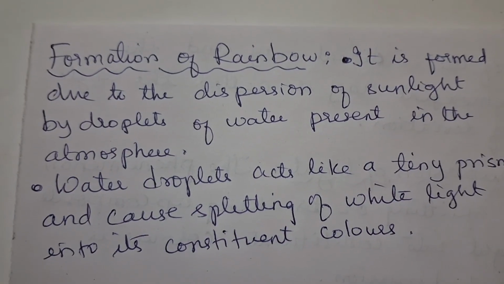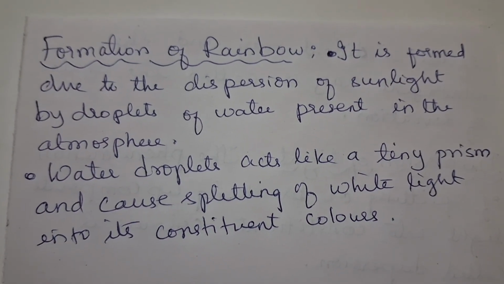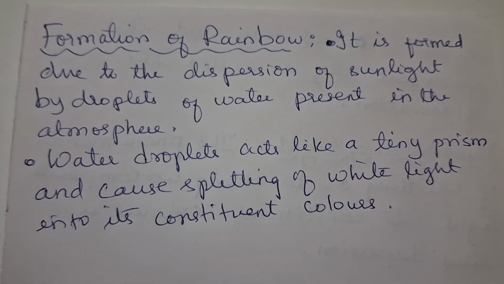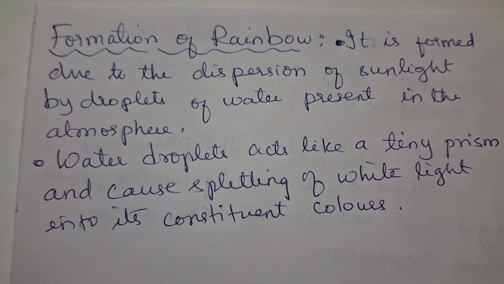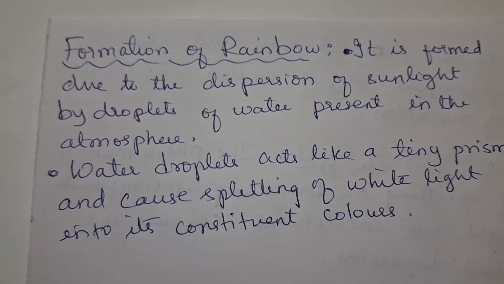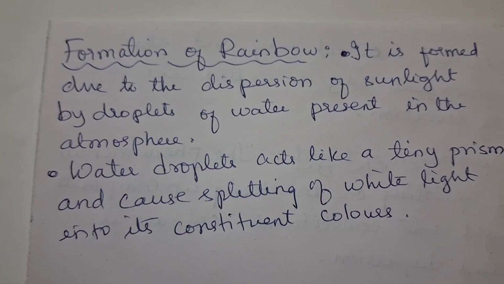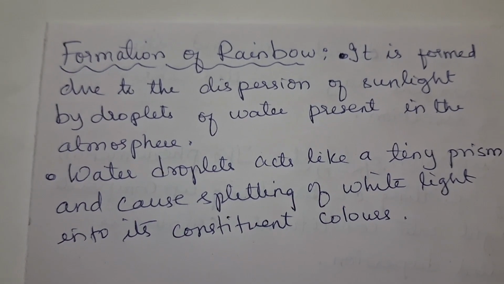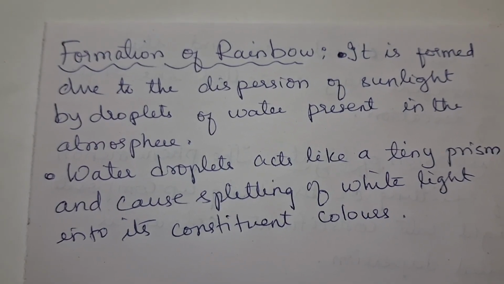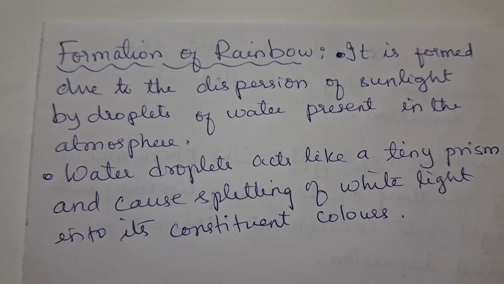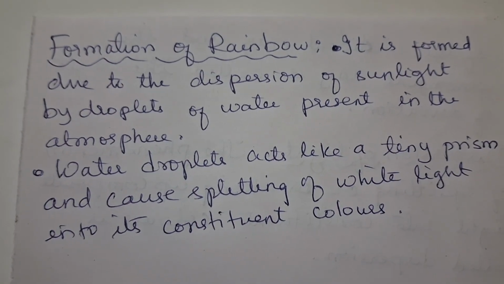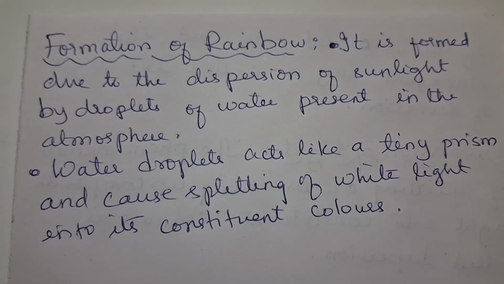Next one is formation of a rainbow. It is formed due to the dispersion of sunlight by droplets of water present in the atmosphere. This rainbow is actually formed after a shower. After a rain, tiny droplets of water are scattered in the atmosphere. When sunlight passes through a water droplet, the droplet acts like a prism, and hence dispersion takes place. So you get a set of 7 colors. You find the rainbow there.